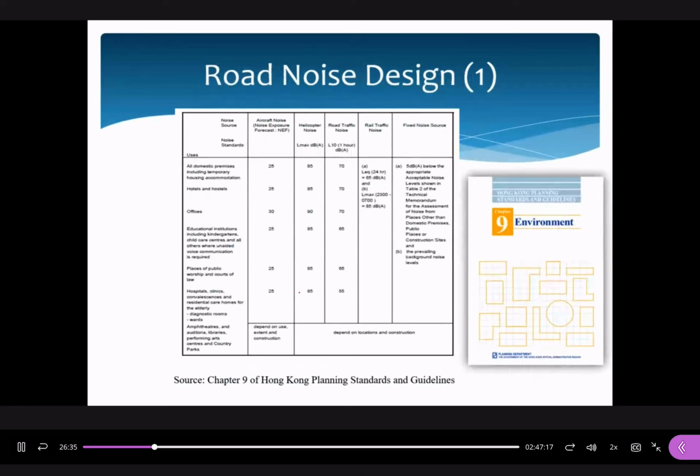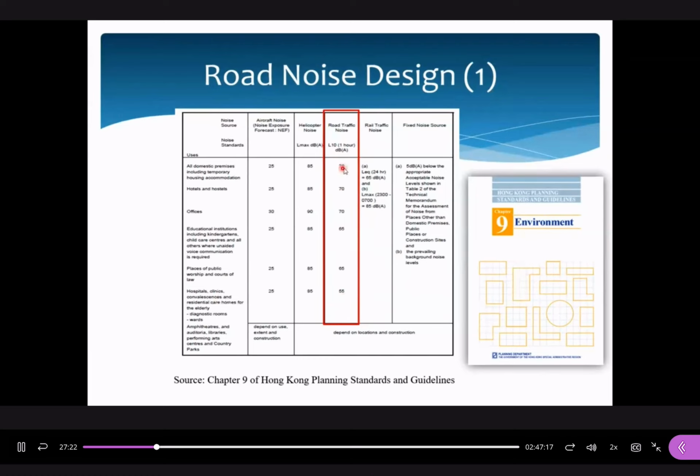I discussed this before in aircraft noise and also railway noise. Please pay attention now. In terms of road traffic noise, we use L10 for 1 hour as an indicator, and the maximum level we suggest is 70 dB. It means it is better to maintain the level under 70 dB. For example, for domestic premises, the acceptable L10 level is under 70 dB. For educational institutions such as our campus, it should be lower than 65 dB. And for hospitals, it is recommended to be lower than 55 dBA.